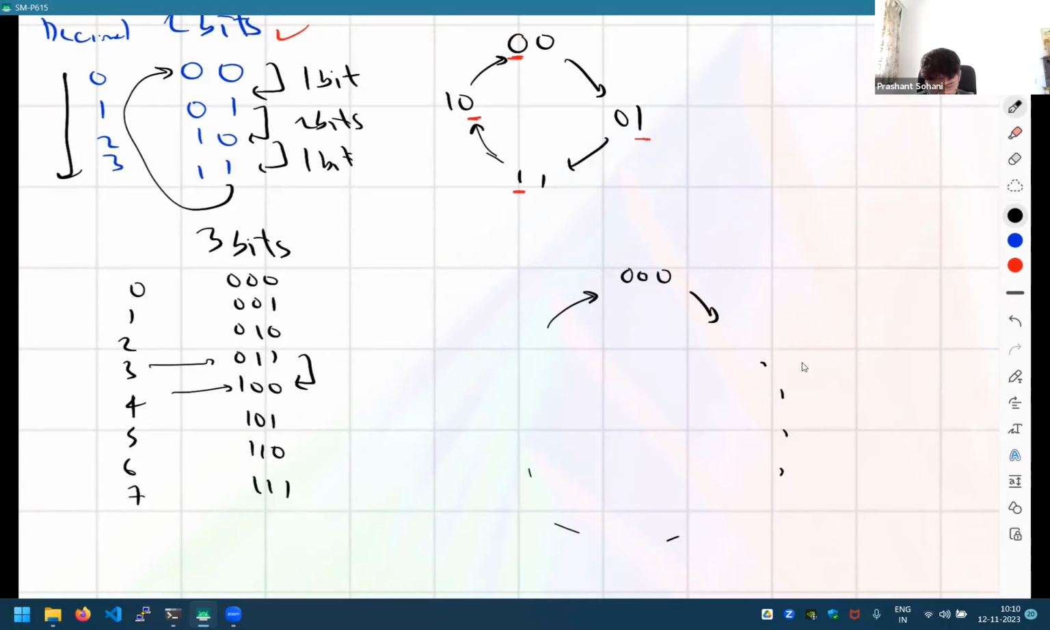Yes, Anushka. So tell the sequence. Yes. So we start with all zeros. And then 010.